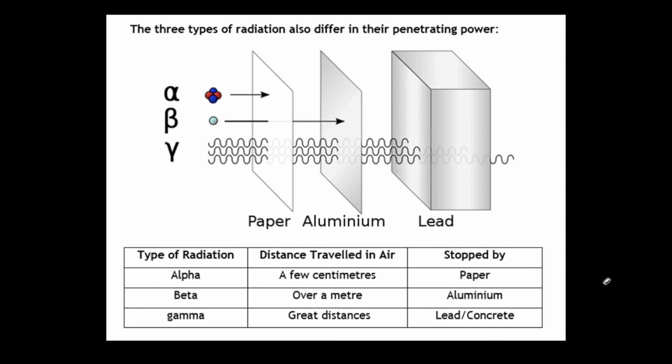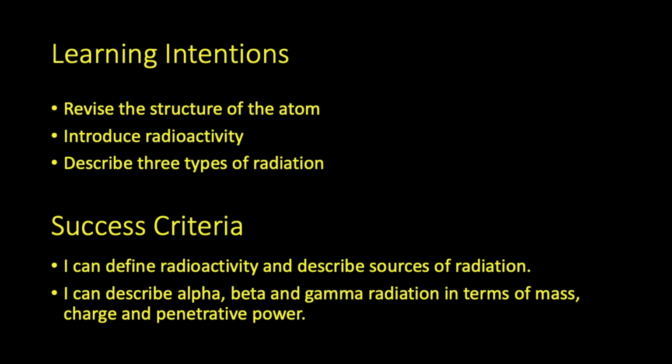So just to summarise that last slide. Alpha radiation is able to travel a few centimetres from where it was emitted through the air and is stopped by paper. Beta particles can travel over a metre from their source and are stopped by aluminium. Gamma, which has the highest energy, travels great distances through the air and can only be stopped by lead or concrete. So that takes us to the end of this short introduction to nuclear chemistry.